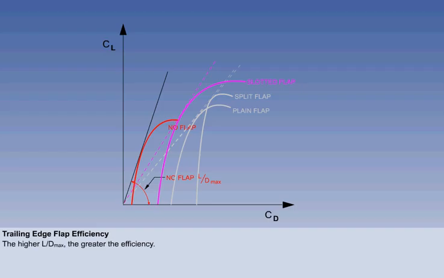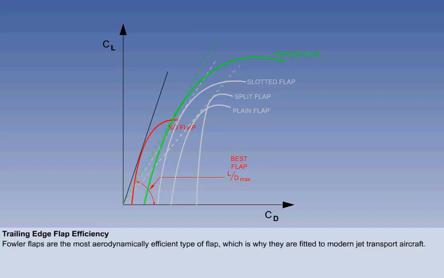Now you can see the slotted flap polar. Less drag is generated, and it is more aerodynamically efficient than either the plane or the split flap. But again, LDmax is less than with no flap. Here, we see the most aerodynamically efficient type of trailing edge flap, the Fowler flap. But once again, it has a lower LDmax than no flap.